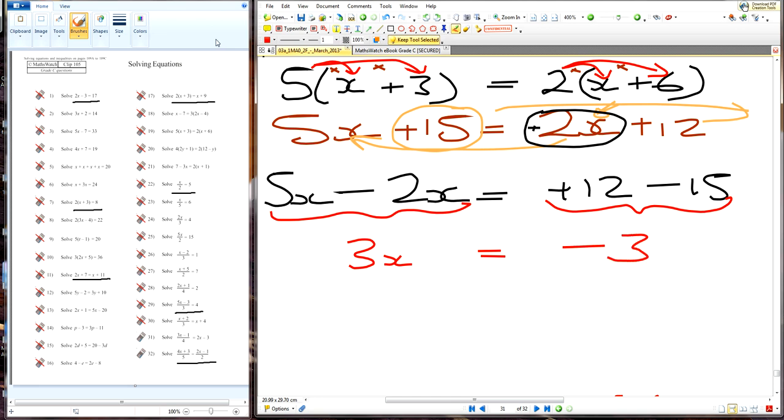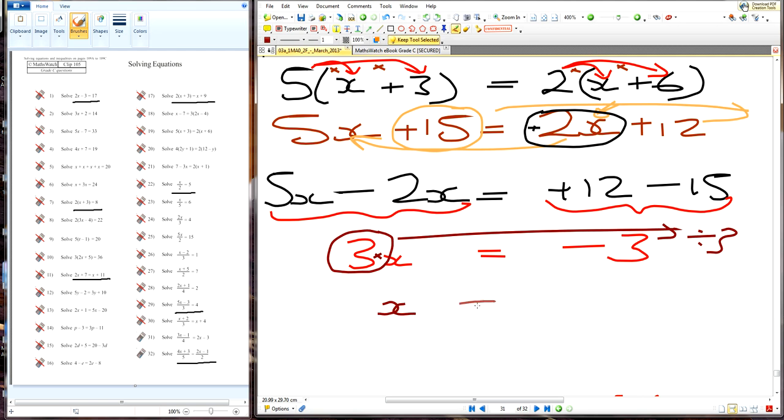Minus 3. We haven't finished yet. We're not out of the woods yet. We've got x times by 3. So we get x on its own now. Opposite of times by 3 is divide by 3. So what is minus 3 divided by 3? Gives us? Well done. It gives us minus 1. And I couldn't have answered that better myself. So here is our solution.